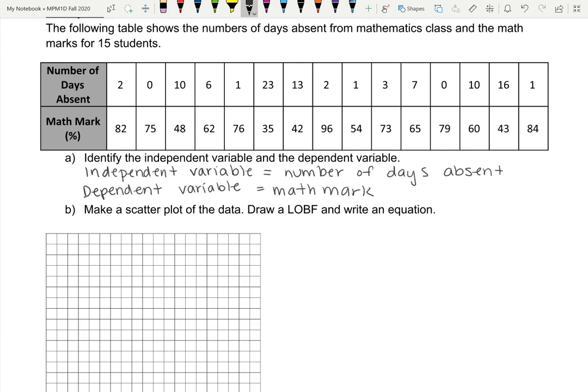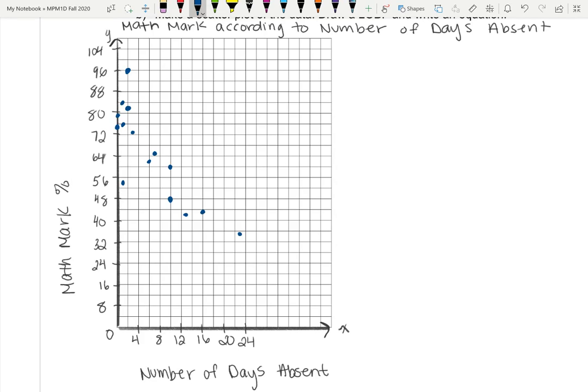Okay, so creating my scatter plot, I'm going to include a title. I'm going to number and label my axes. And then I'm just going to plot my points. Okay, so I have plotted all of my points. Now I'm going to draw a line of best fit, making sure that I either go through as many points as possible, but making sure that I have the same number of points on the left and right side of my line. Okay, so I have drawn my line of best fit. Yours may be slightly different than mine, and that's okay.